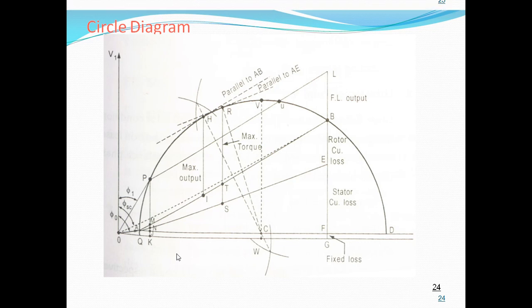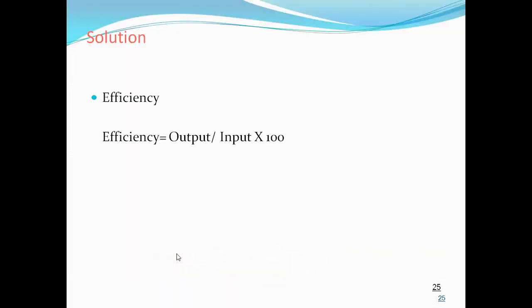So next, to calculate the efficiency: efficiency is equal to output by input into 100. That is Pm by Pk. So that is equal to 4.3 divided by 5.3 into 100. So that is 81 percentage. Note down this formula also. 81 percentage.